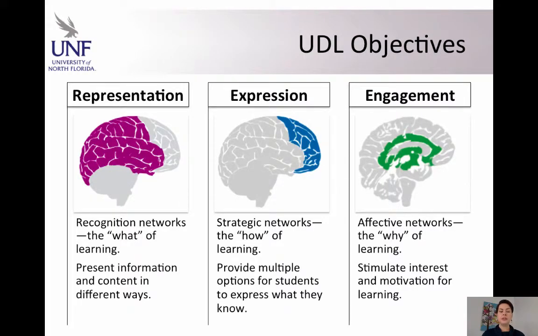So the objective of UDL is to provide multiple means of representation, which is the what of learning, provide multiple means of expression, which is the how of learning, and provide multiple means of engagement, which is the why of learning. So essentially, UDL aims to present information and content in different ways, to provide multiple options or styles for students to be able to express what they know, and to stimulate interest and motivation for learning.